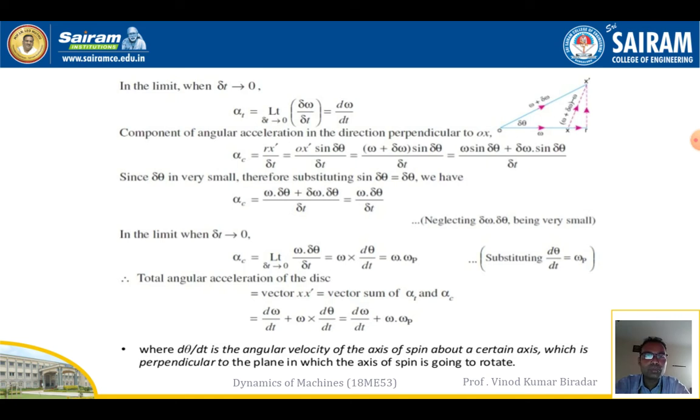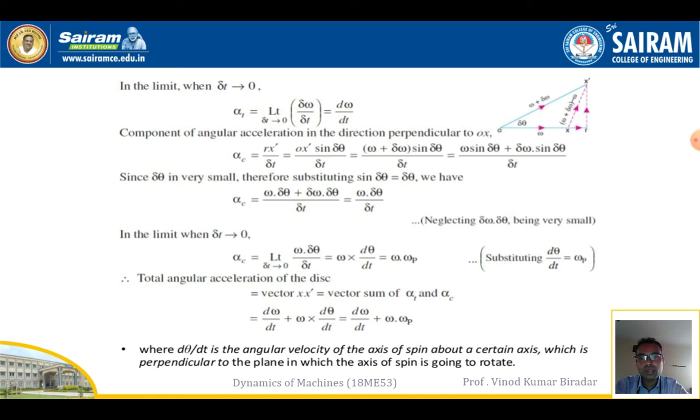So by substituting sin delta theta as delta theta, we have alpha c is equal to omega delta theta plus delta omega delta theta divided by delta t, which is equal to omega into delta theta divided by delta t. Okay, so neglect delta omega delta theta because of the very small angle. So again you apply the limit delta t tends to 0. So limit delta t tends to 0 of omega delta theta divided by delta t, this is equal to omega into d theta by dt. So this is equal to omega into omega p.